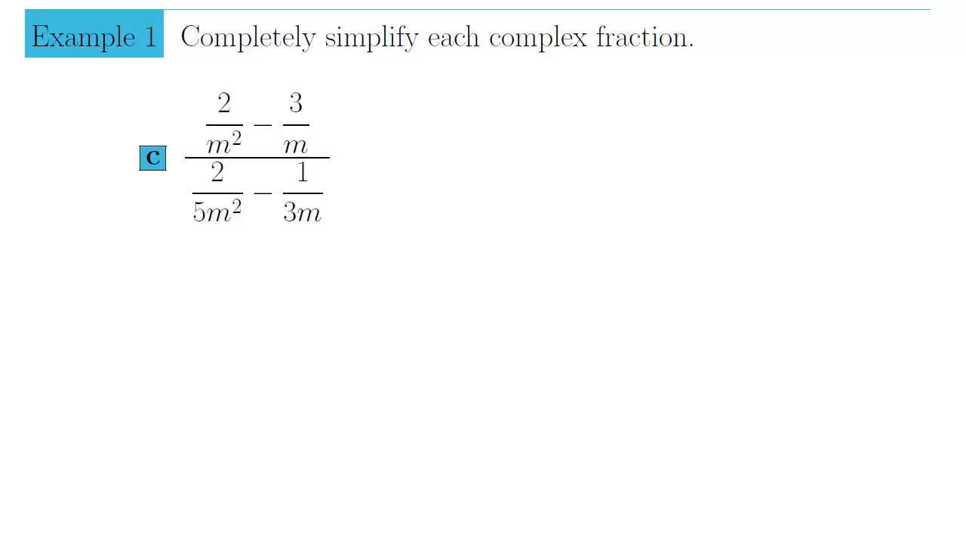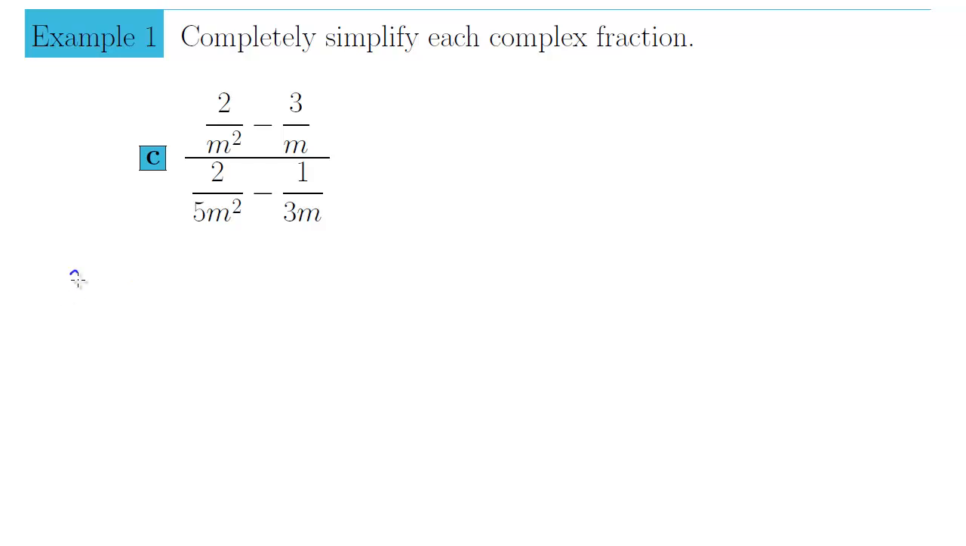Example 1c. Simplify the complex fraction 2 over m squared minus 3 over m, all divided by 2 over 5m squared minus 1 over 3m. All right, now this is even more complicated than the previous complex fraction. Notice both the numerator and the denominator need to be simplified before we can go on. So we need to rewrite our numerator into a single fraction.